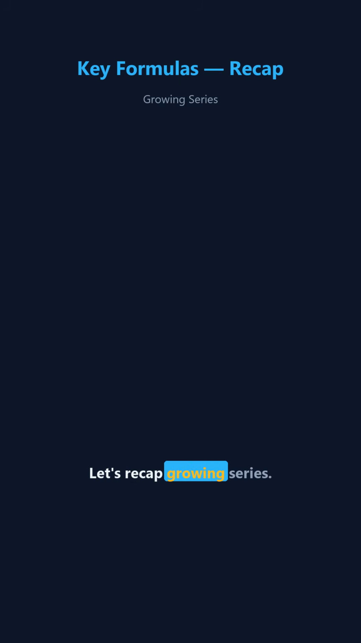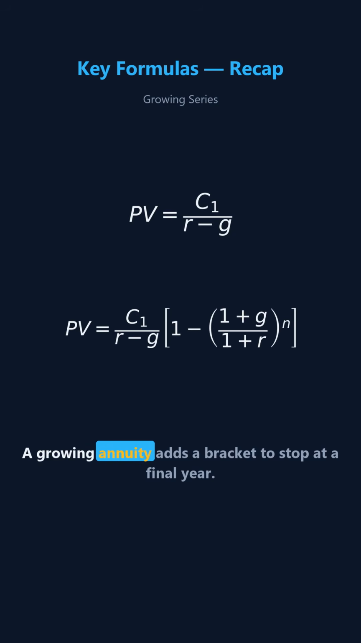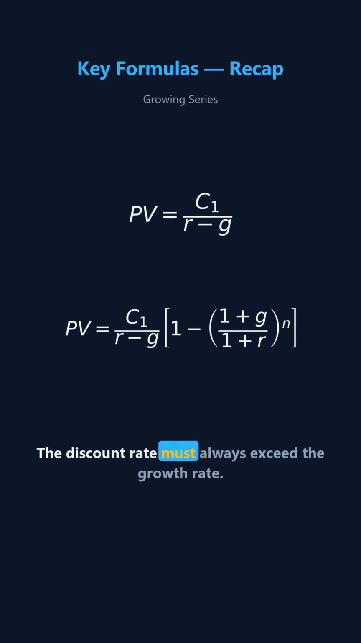Let's recap growing series. A growing perpetuity is the first payment over R minus G. A growing annuity adds a bracket to stop at a final year. The discount rate must always exceed the growth rate, and growth can dramatically raise present value. These formulas power stock and dividend valuation.